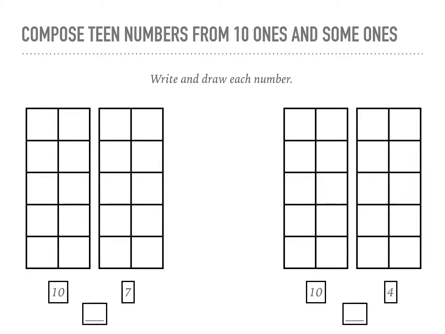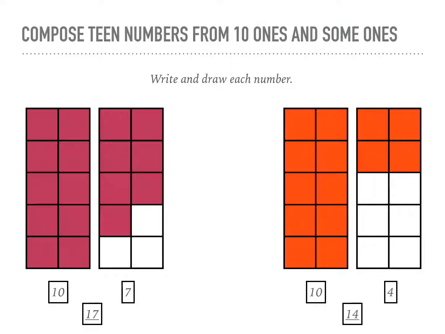On this slide, there is a number underneath each of these grids. That number represents how many squares will be filled in that grid. Now the squares are all filled in.